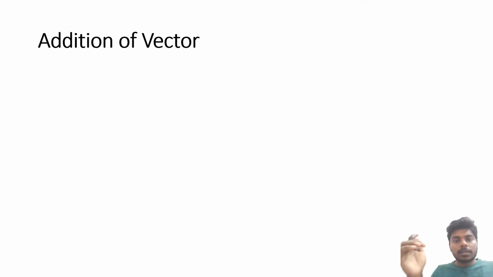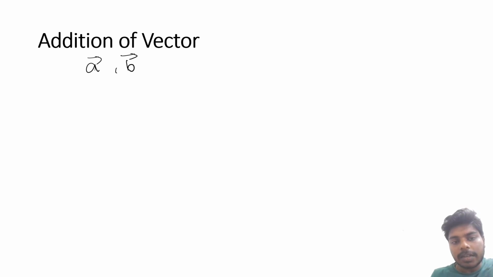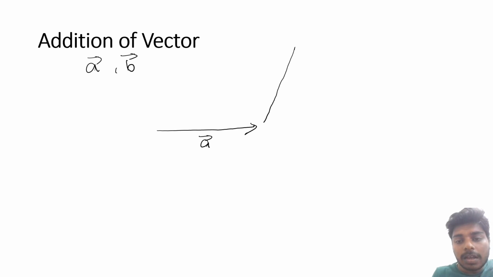Actually, last time we studied the addition of vectors by the triangle law. If vector a and vector b are to be added like this, the head of the first vector must be joined with the tail of the second vector, and the resultant vector is formed.